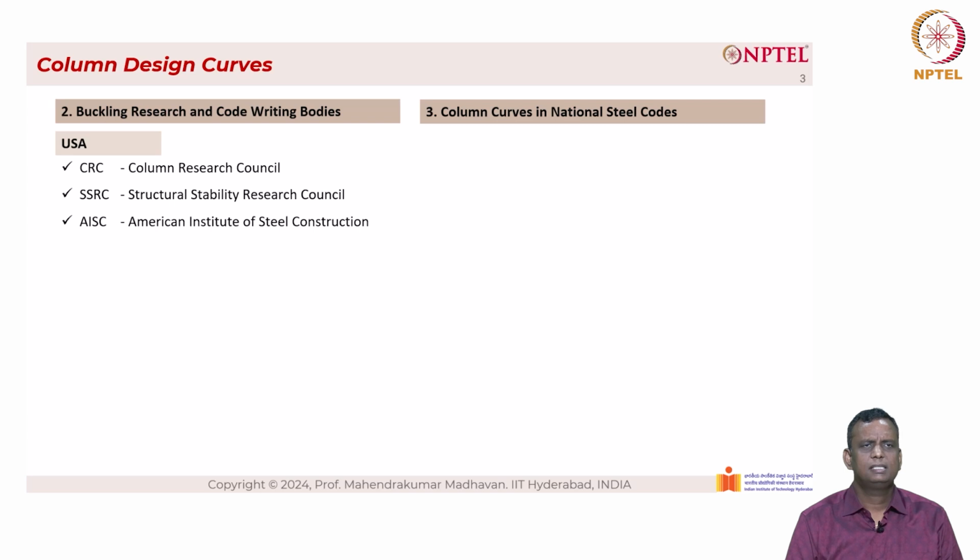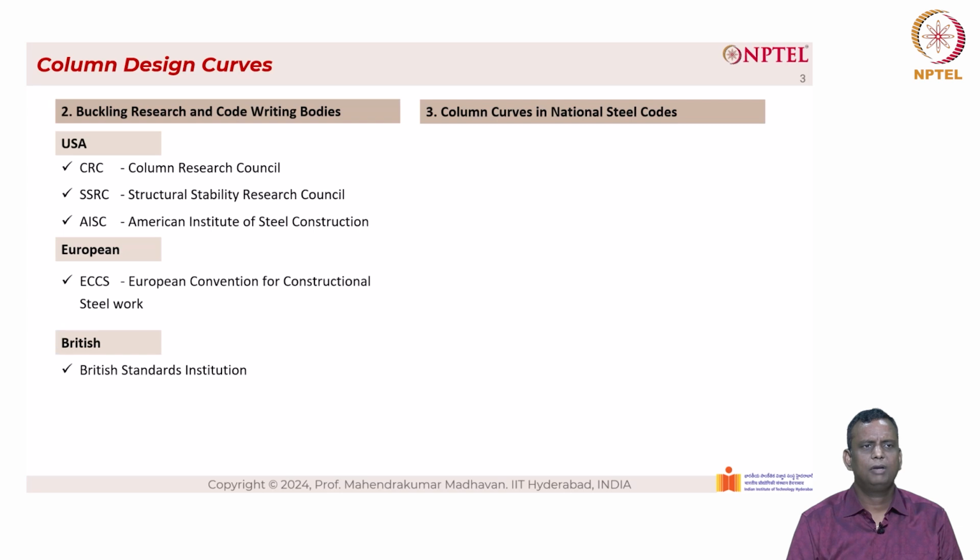Both are the same. The CRC focused only on column research, whereas SSRC considers that stability is not only for columns, but it can also be for beams, plates, frames, shells, arches, and so on. Then we have AISC. These three are the code writing bodies in the US. In Europe, we have ECCS, which is the European Convention for Constructional Steelwork. In UK, we have the British Standards Institution, and in India, we have the Bureau of Indian Standards.